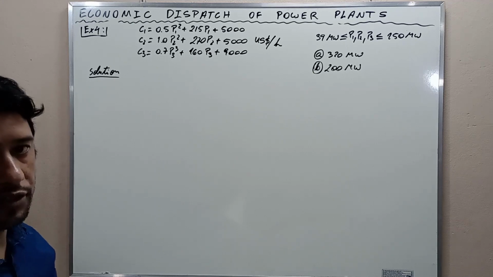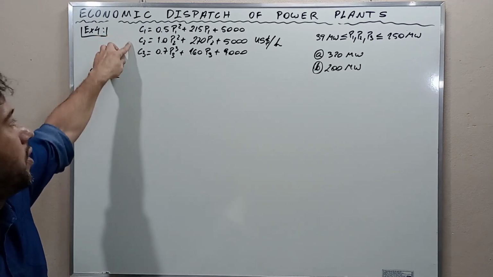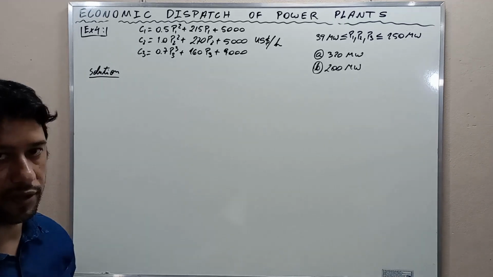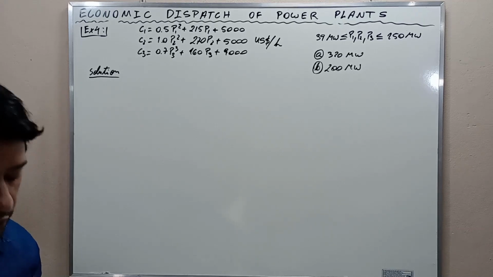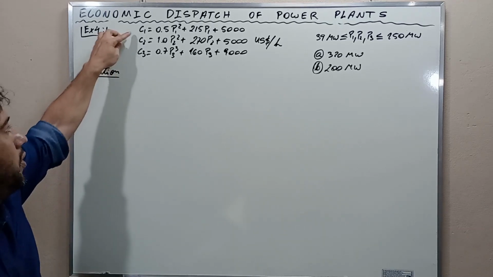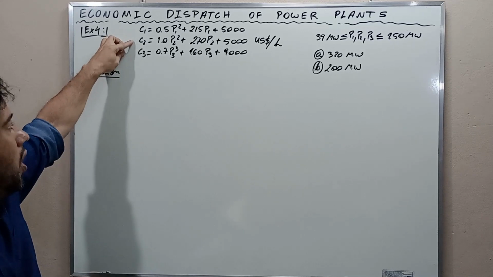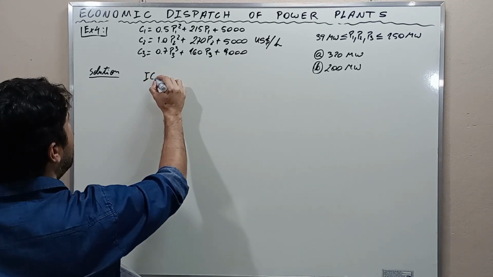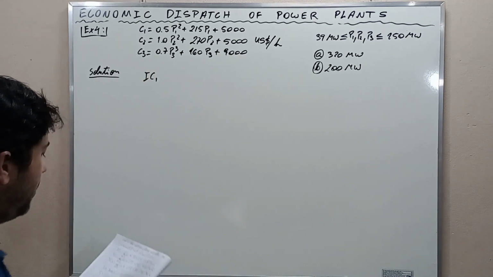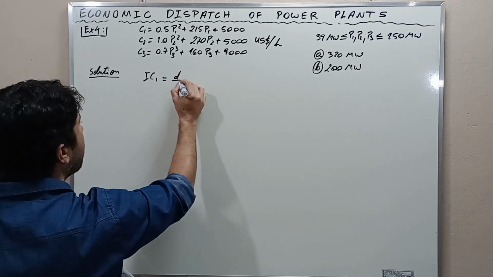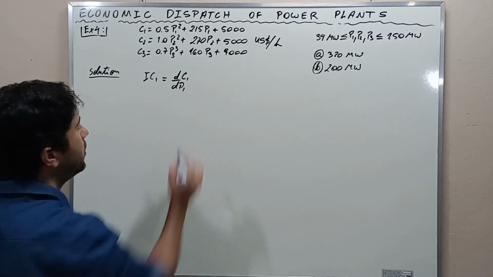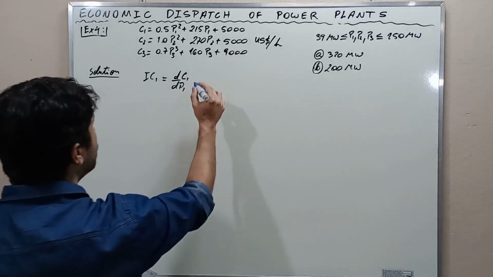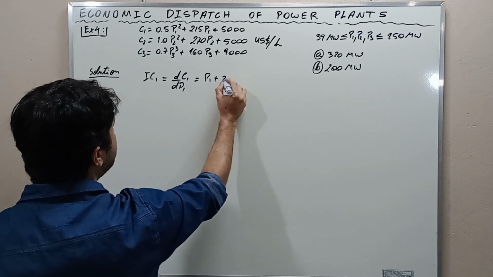From the cost functions, these are the cost functions. From the cost functions, we obtain the incremental cost characteristics. What is the incremental cost? The incremental cost is simply the derivative of each of the cost functions. Okay? So the incremental cost of operating generating unit 1 is the derivative of C1 with respect to P1. Okay? And this is equal to P1 plus 215.